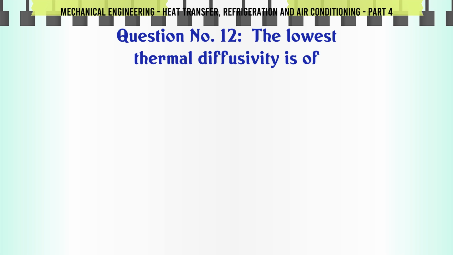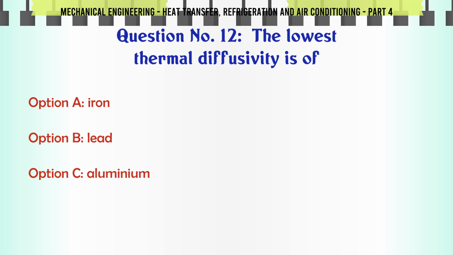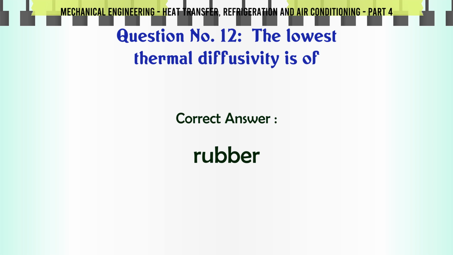The lowest thermal diffusivity is of A. Iron. B. Lead. C. Aluminium. D. Rubber. The correct answer is rubber.